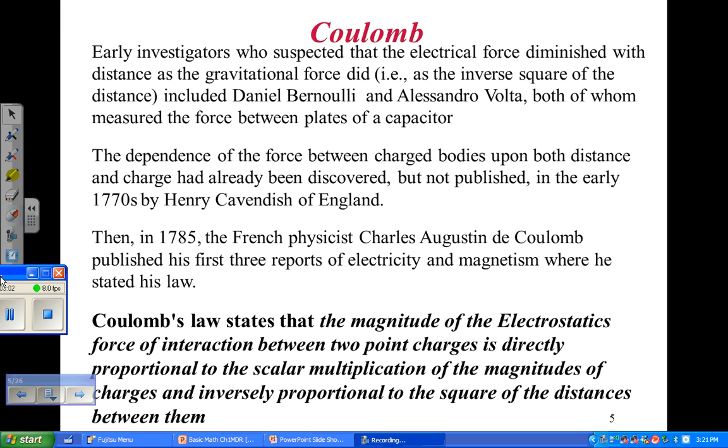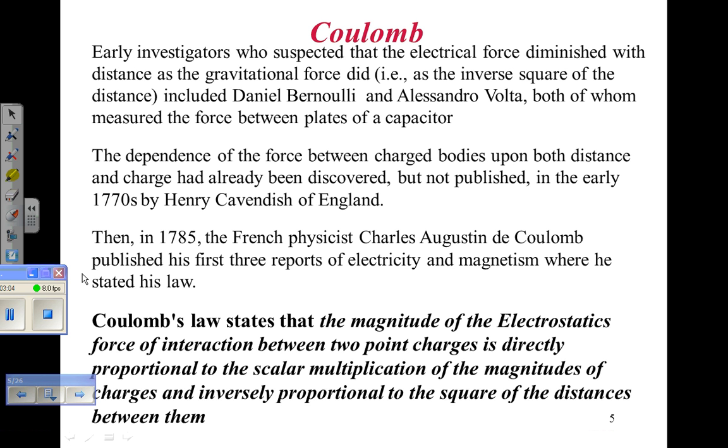Coulomb's law is that the magnitude of the electrostatic force of interaction between two point charges is directly proportional to the scalar multiplication of the magnitudes of the charges and inversely proportional to the square of the distance between them, which is very similar to the formula for gravity.